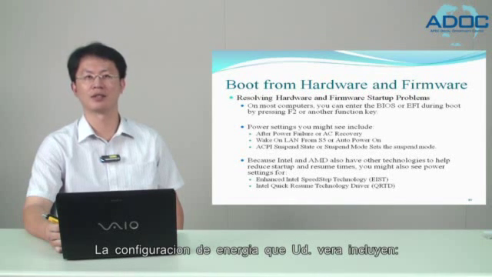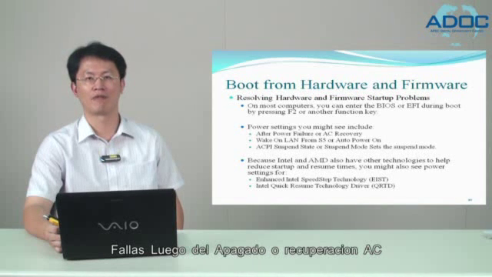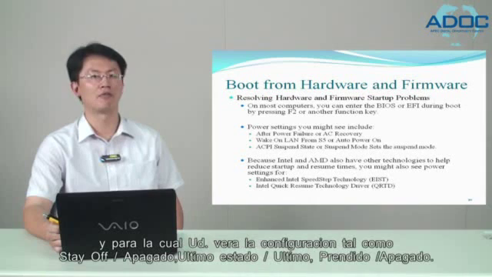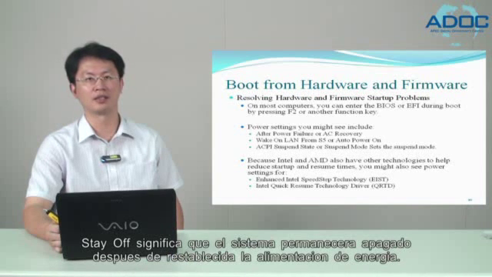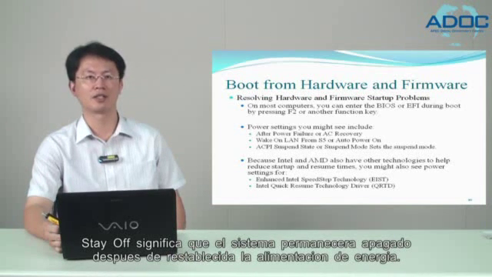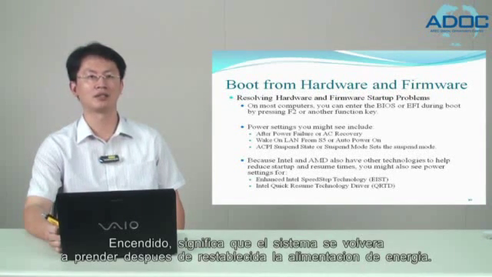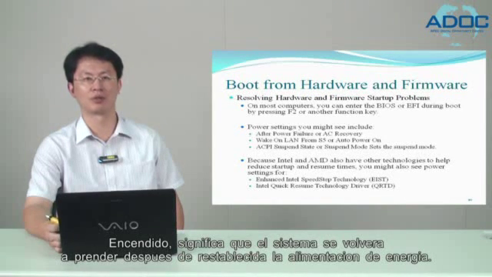Power settings you might see include After Power Failure or AC Recovery, which determines the mode of operation if a power loss occurs, and for which you see settings like Stay Off, Last State, or Power On. Stay Off means the system will remain off after power is restored. Last State restores the system to the state it was in before power failed. Power On means the system will turn on after power is restored.